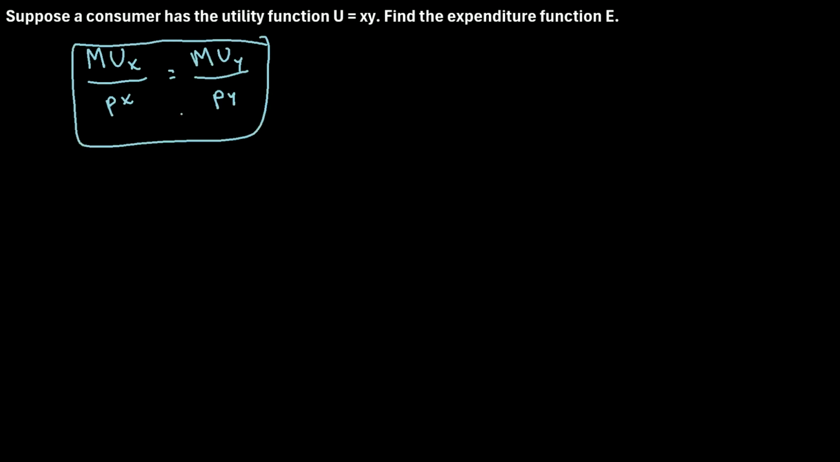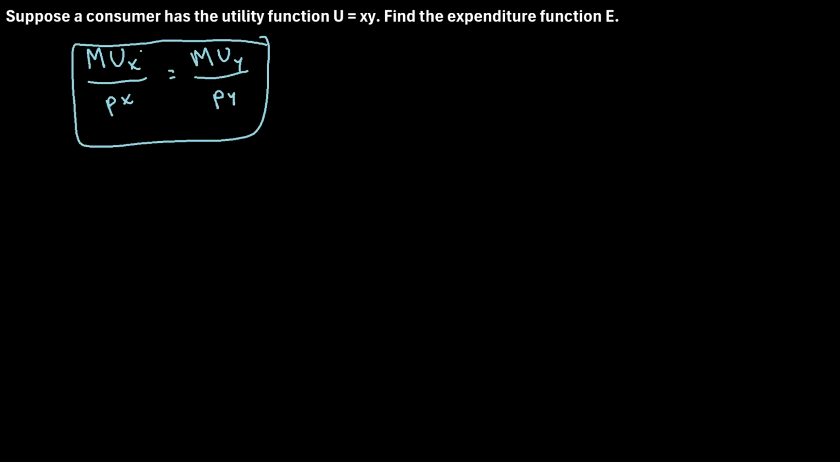Now, the expenditure function will tell us the minimum expenditure needed to achieve a given utility level given the prices of the goods. So the way that we are going to find this expenditure function is by recognizing that the consumer will maximize their utility when the following is true. When the marginal utility of x divided by the price of x is equal to the marginal utility of y divided by the price of y. So when this is true, the consumer is able to maximize their utility.